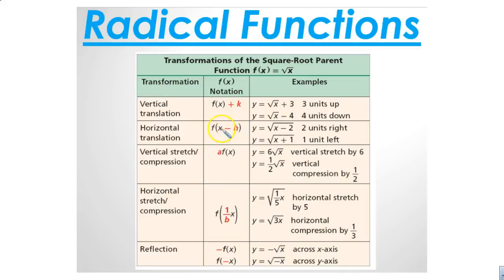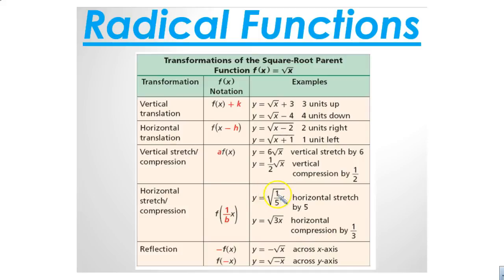That's exactly the same rule as being under the radical. Minus is going to be to the right and a plus is going to be to the left. A number in front of the function is a vertical stretch up or down, or a vertical compression. If it's inside the parentheses, it's like being inside the radical, and that's where we get our stretches and shrinks in the horizontal direction. That's the left or right direction.